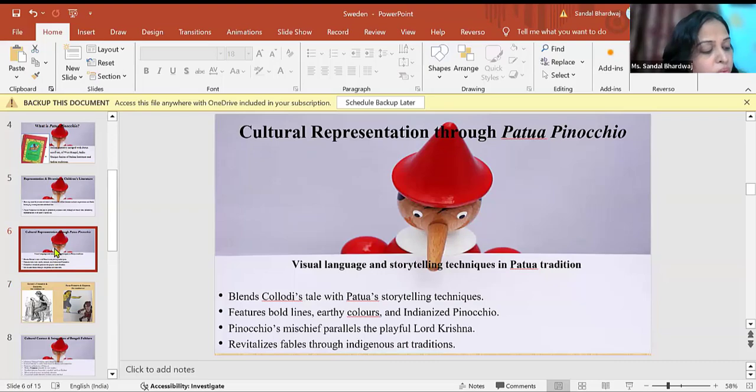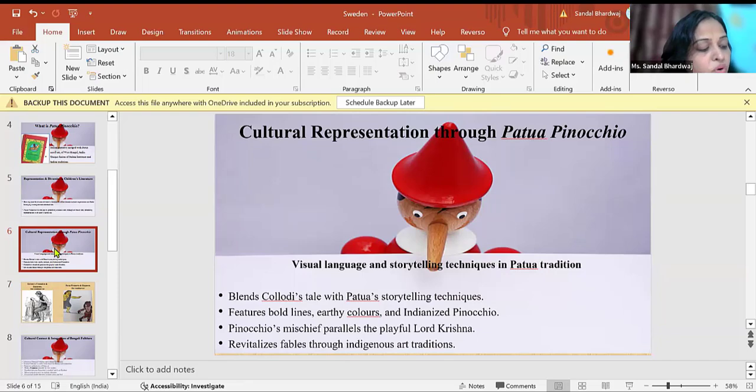Adapting Pinocchio within Patua tradition infuses the story with elements of Bengali folklore and cultural references. Chitrakar's interpretation incorporates motifs that resonate with local audiences, fostering familiarity and connection. This cultural integration preserves the authenticity of Patua art while making Pinocchio relatable and accessible to new readers.